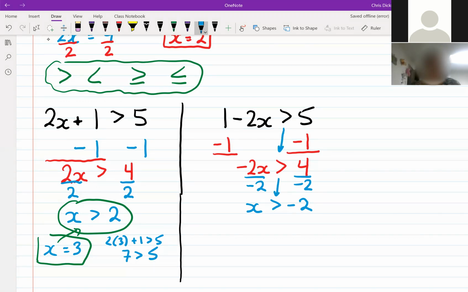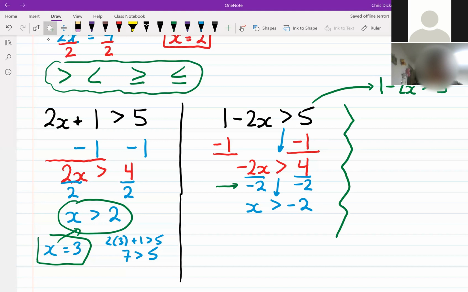Okay. Now I'm going to show you just a different way. I'm going to solve this question without doing any kind of division or multiplication. So that second step where I divided by negative 2, I'm going to show you how you can get around using any multiplication and division and see if we get the same answer. So I'm going to rewrite the question. 1 minus 2x is bigger than 5. I'm just going to do this a slightly different way and see if you guys agree with what I'm going to do here.